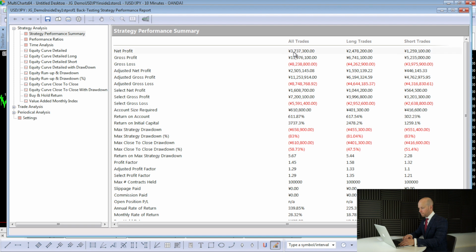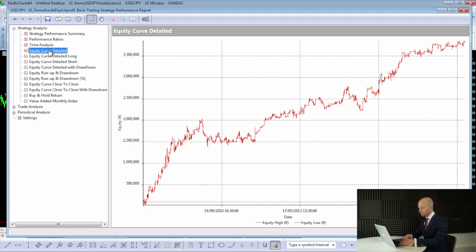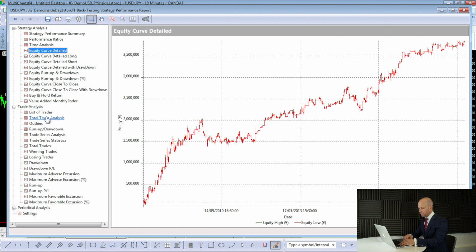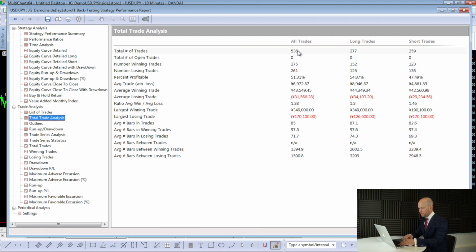We've got a net profit of 3.7 million. Max strategy drawdown of 658,000. This is in yen, by the way. We're trading 100,000 units. The equity curve is nice. For such a basic strategy, it's really nice. It's really consistent behaviour, which is pleasing. We've got 536 trades, percent profitable of 51%, and an average trade of almost 7,000 yen.